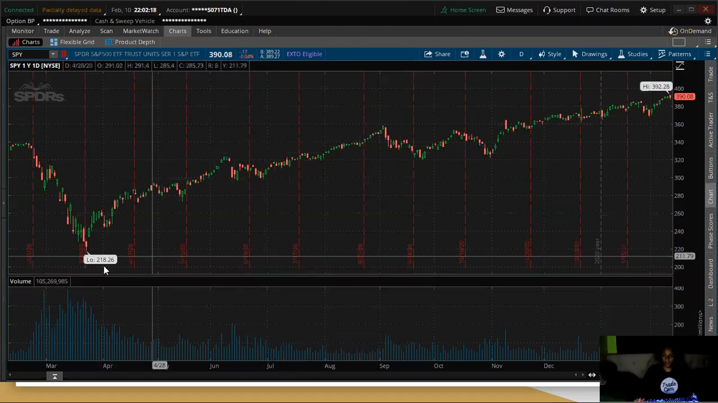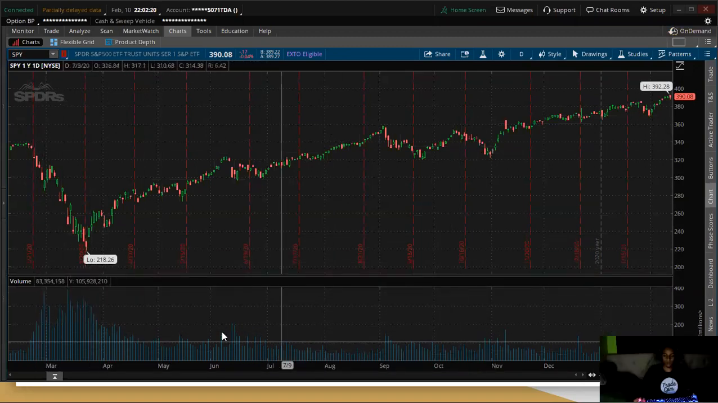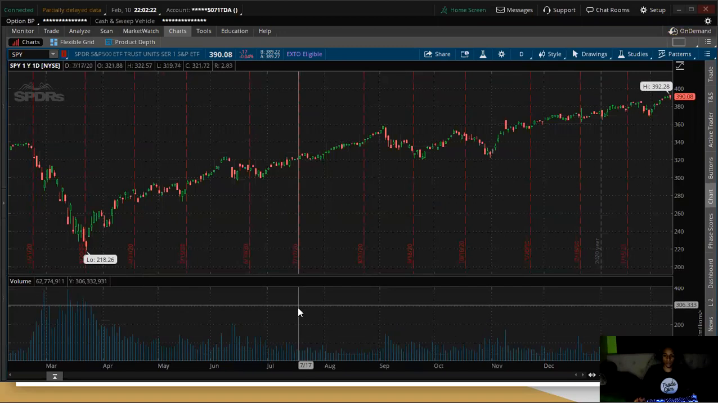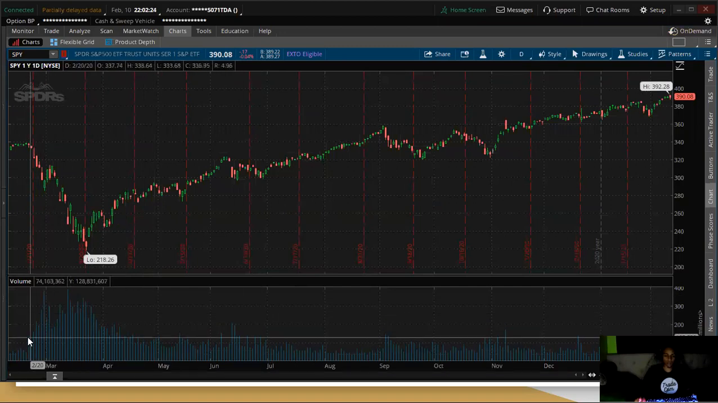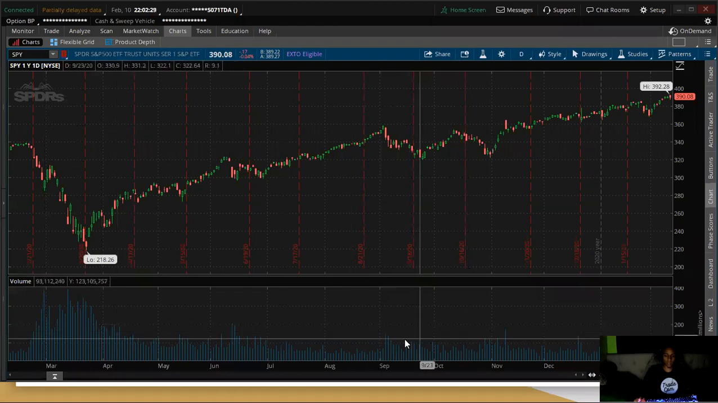Now what you want to do is get rid of this lower volume chart over here. We're going to be adding our own, right? This volume is good and all, but we want to see an average volume line to be able to tell when the volume kicks up higher than normal, right?